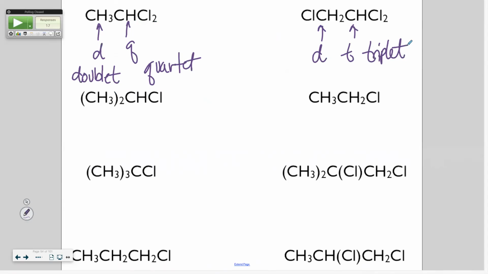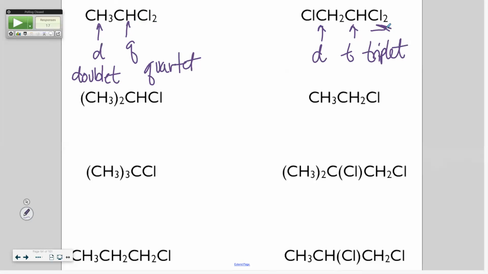Of those 2, the doublet and the triplet, which one do you think should be farther downfield? The doublet or the triplet? Why? No, not because it's littler. It will be littler though. It's because it's got what? 2 chlorines. Up on here, the first 2 we did, which one would be farther downfield, the methyl or the CH? The CH, because it's got 2 chlorines on it.